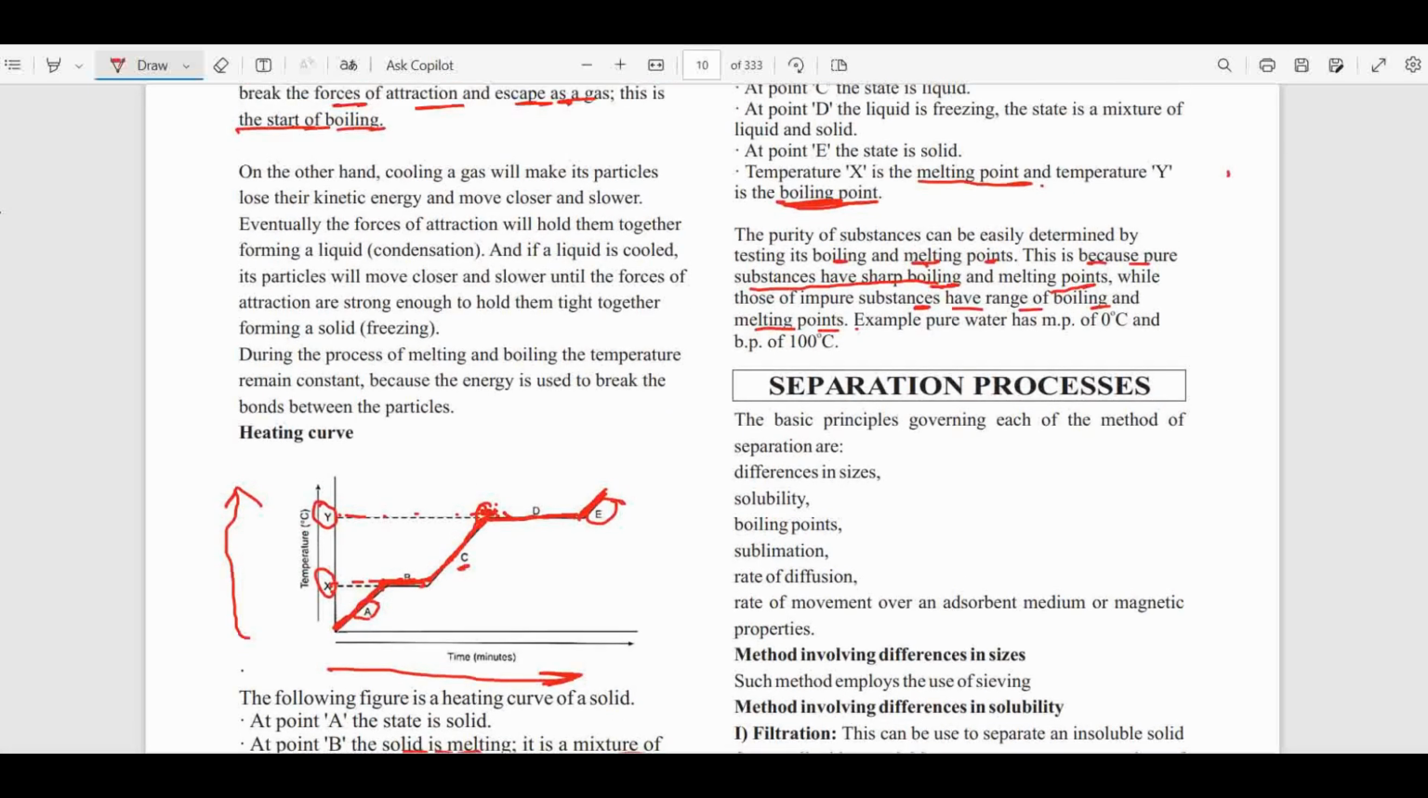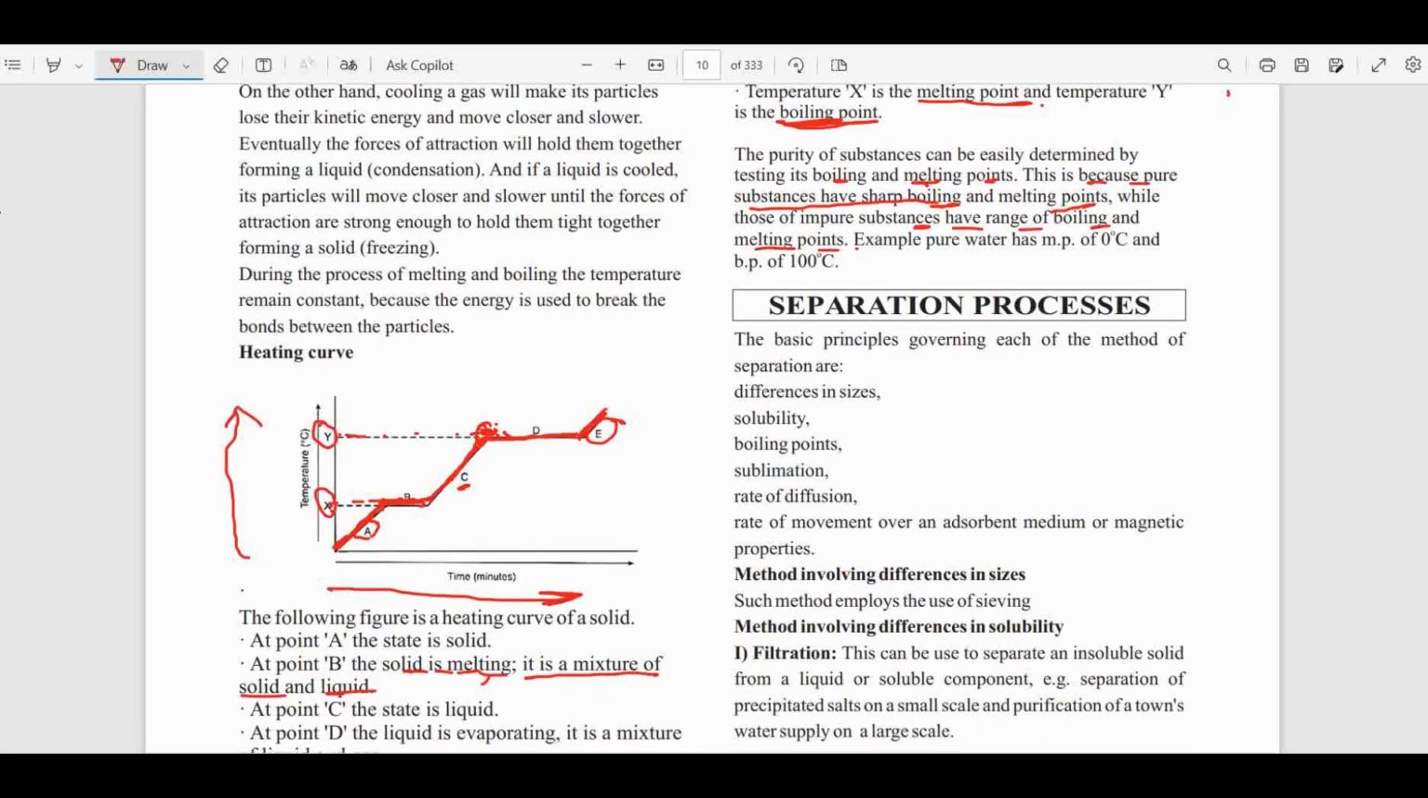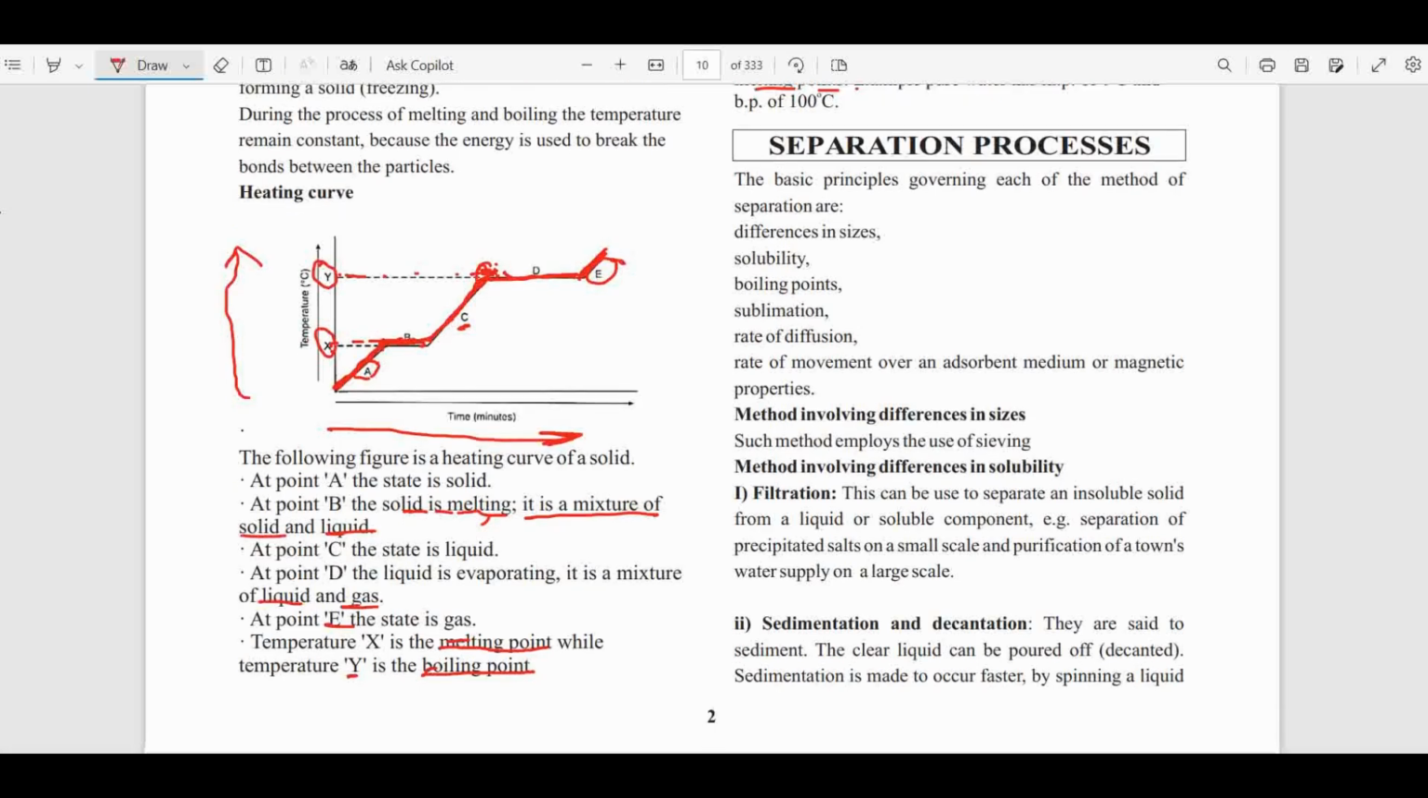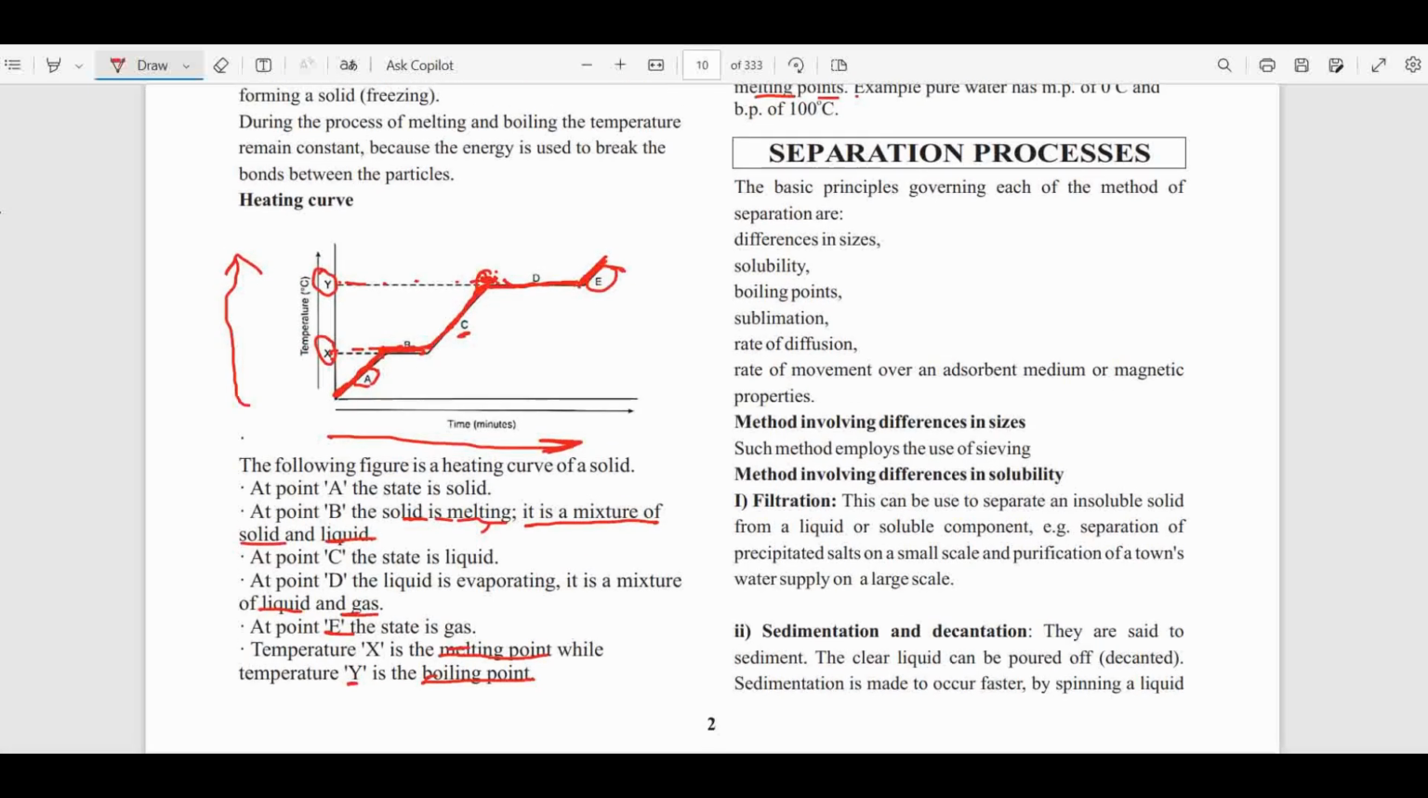Now let us go to the concluding part of this topic, which is separation processes. Now you should understand that because the particles of mixtures still retain their individual identities and they are not chemically combined, they can be separated.